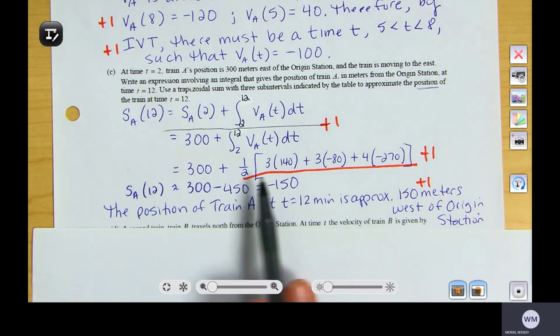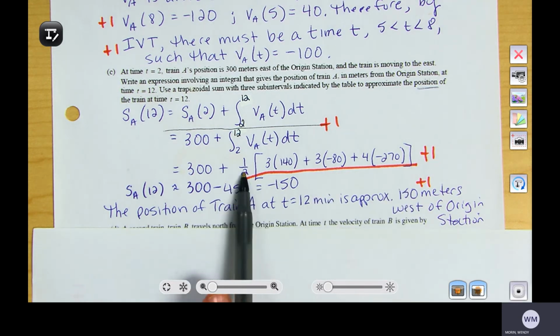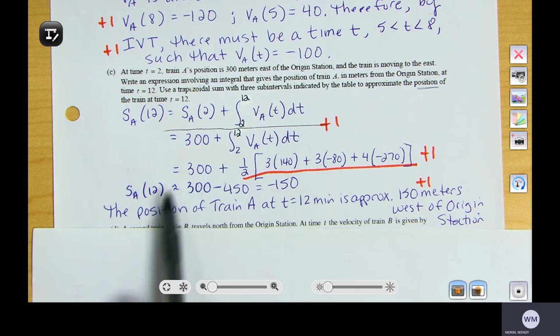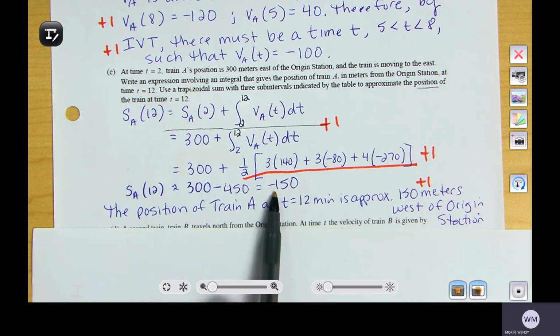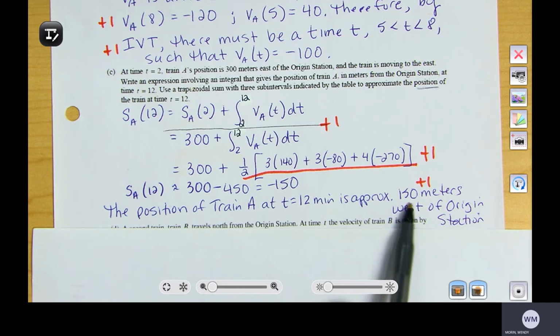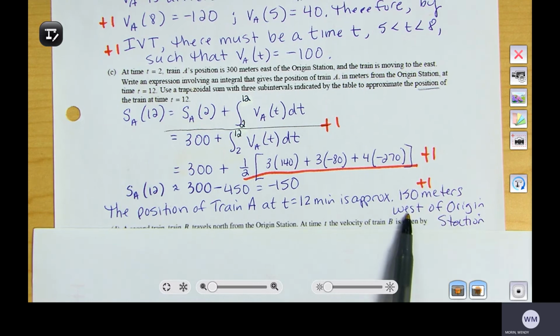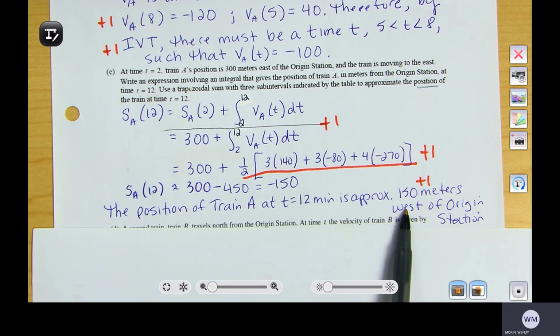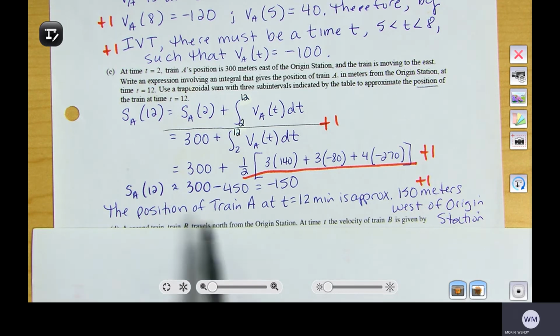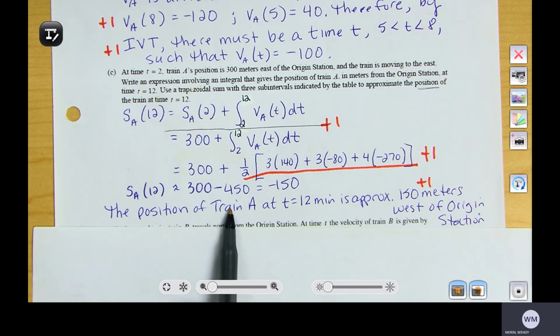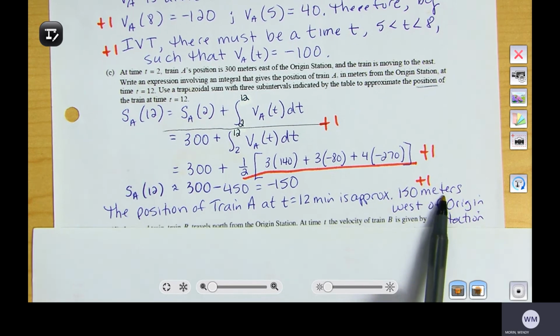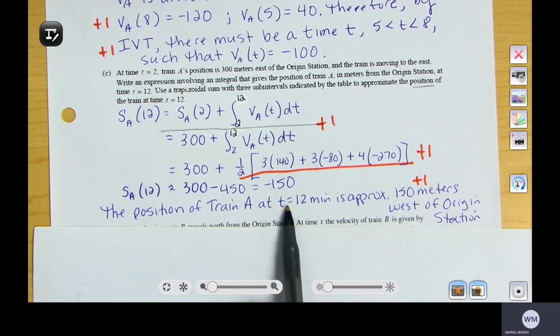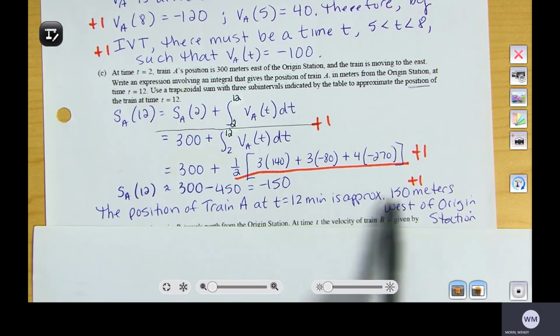Okay? So by taking your negative 450 with your initial 300, what does a negative 150 mean? Well, that means that you're 150 meters to the west of the origin, or to the left. Now it says moving east. It was moving east, so that's why I used west. If it's moving east, then negative means it's to the west. And again, the position of the train, 150 meters, and then the time. Noun, units, and time.